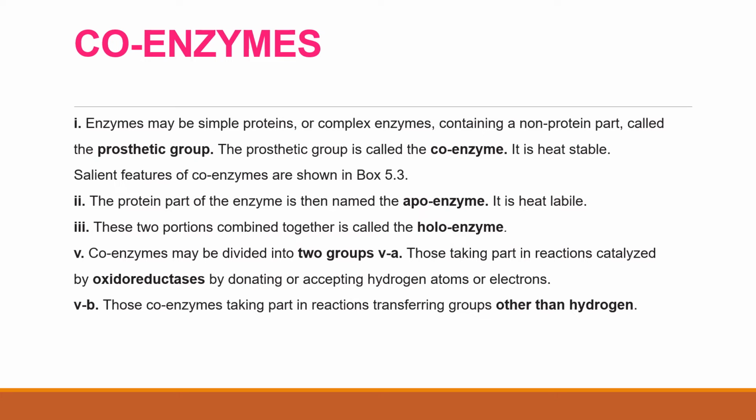Coenzymes may be divided into two groups. Those taking part in the catalysis by oxidoreductase, by donating or accepting hydrogens or electrons. And the second group would be those that are important in transferring groups other than hydrogen.